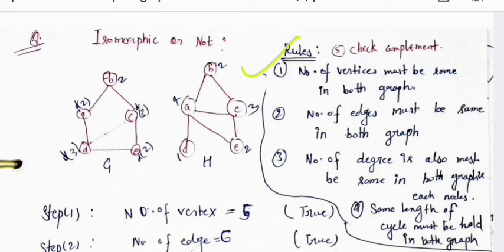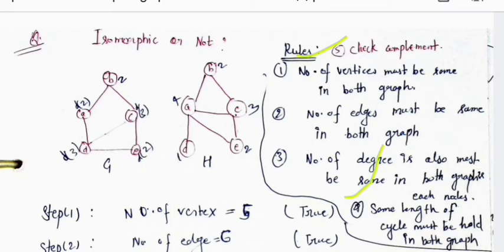These 5 rules are: first, the number of vertices must be the same in both graphs. Second, the number of edges must be the same in both graphs. Third, the degrees must also be the same in both graphs. Fourth, the same length of cycle must hold in both graphs. And fifth, check the complements, meaning the complements of both graphs are the same.